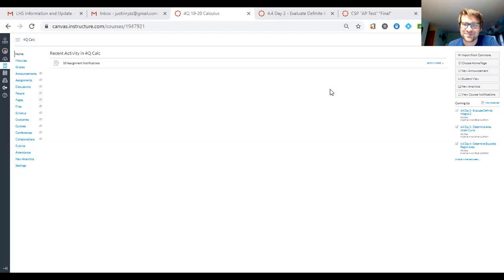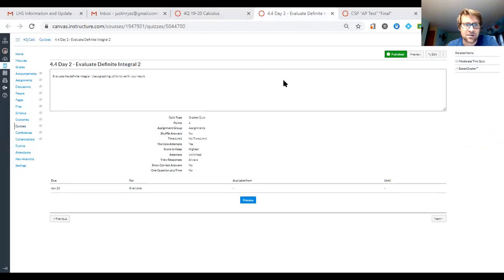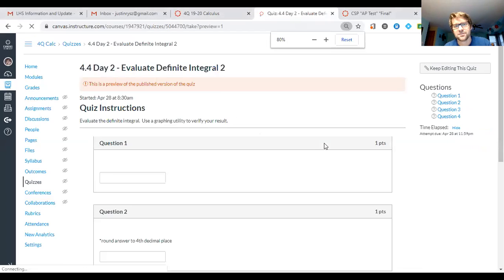And yeah, let's go ahead and jump right into it. So today what we are going to do is to evaluate the definite integral again, and we're going to use that shortcut I showed you on the calculator. So let's go ahead, review this.